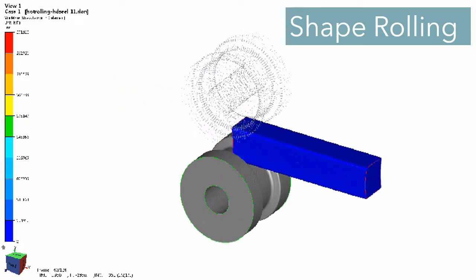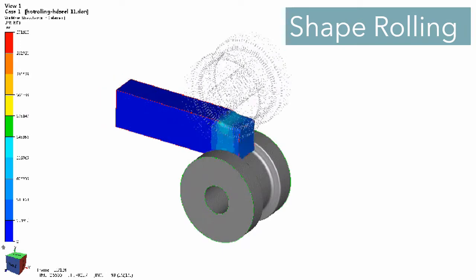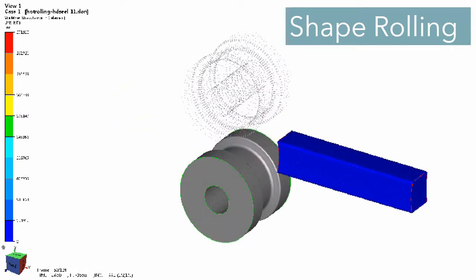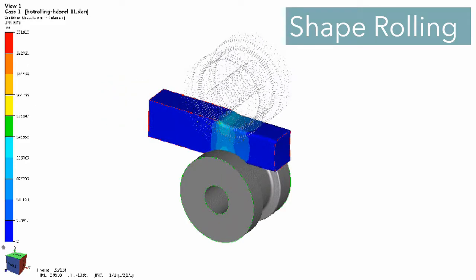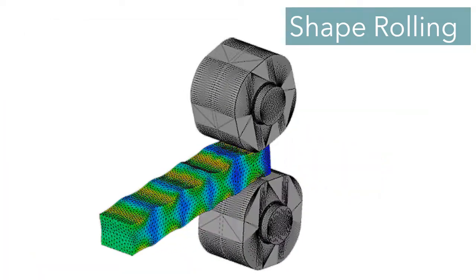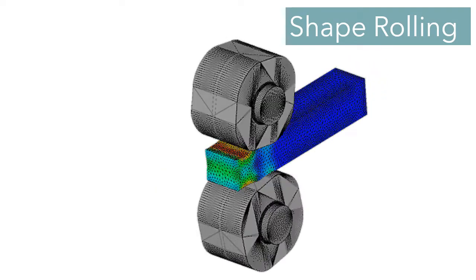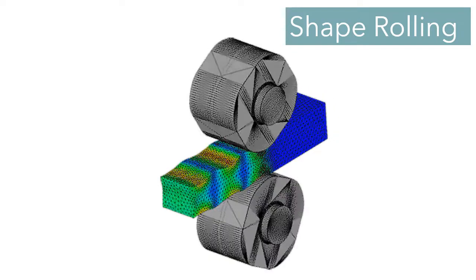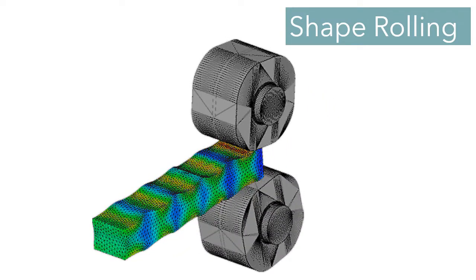Shape rolling is used to produce construction shapes such as I-beams, L-beams, and U-channels. Also the rails for railroad tracks, and round and square bars and rods. The work is deformed into a contoured cross-section rather than a flat shape, and this is accomplished by passing the work part through rolls that have the reverse of the desired shape of the part.